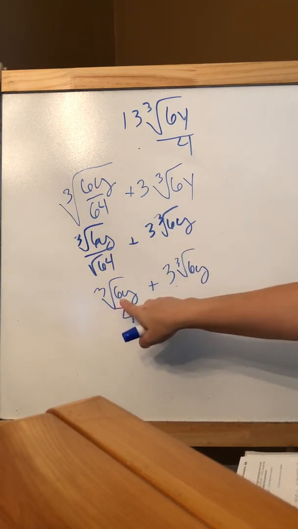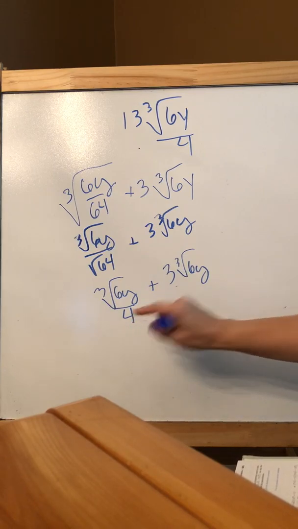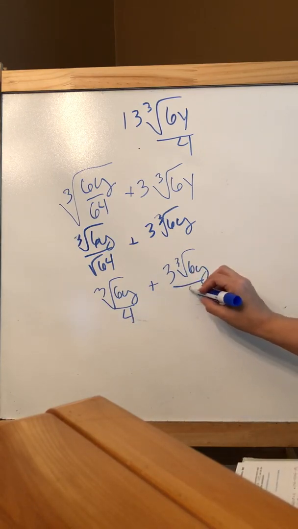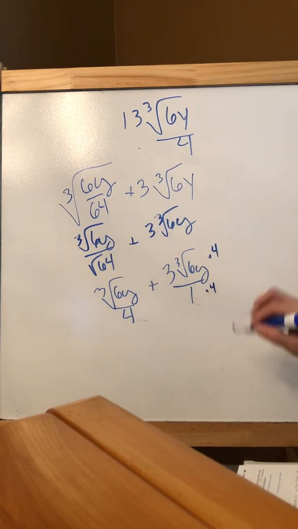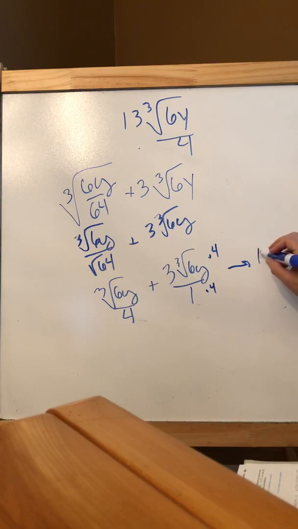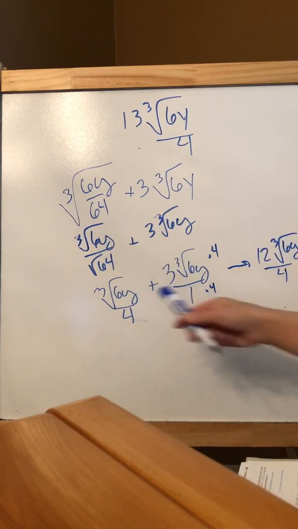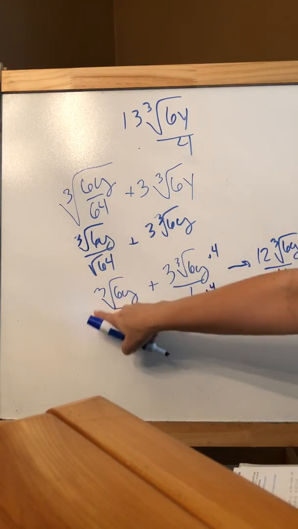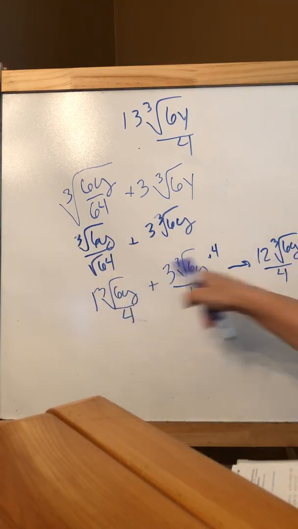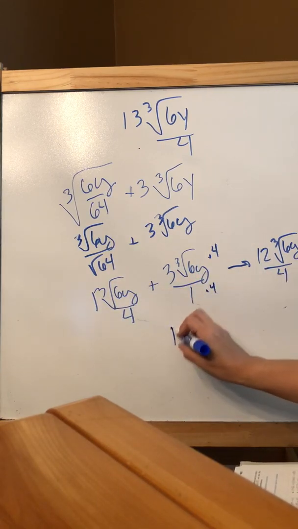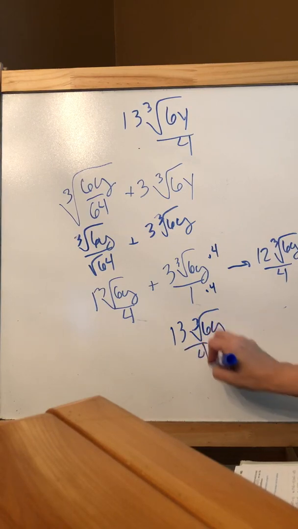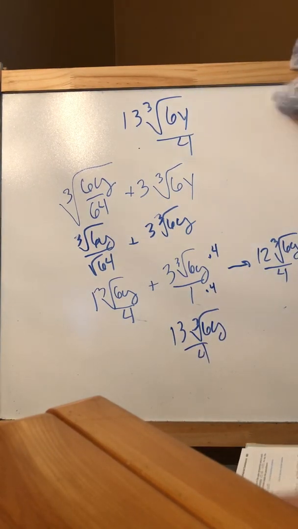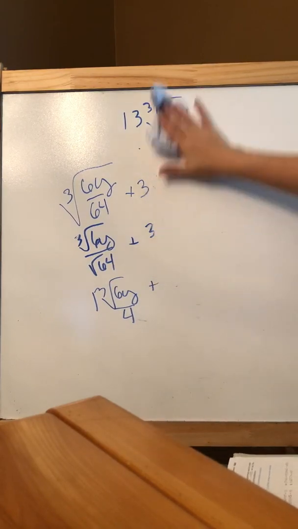Our roots are the same and what's under the radical is the same, but we don't have a common denominator. Over here, it's 1, right? So you're going to multiply everything over here by 4, and that will take you to 12 cube root 6y over 4. Now you can add these, and if there's nothing here, remember that's a 1. So you end up with 1 plus 12, which is 13, cube root 6y over 4. That's how you got there. All right, let's do example 4.